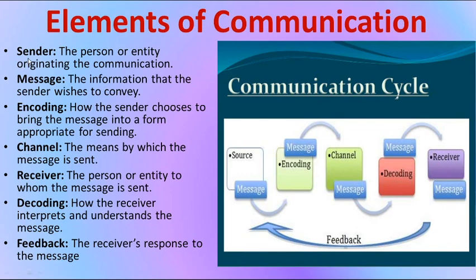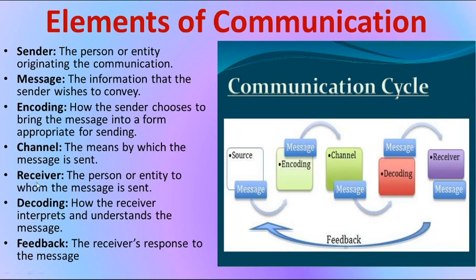First is sender. Sender is a person who intends to convey the message with the intention of passing information and ideas to others. Then next is message. Message is the information that is to be conveyed. Next is encoding. Encoding means the usage of symbols, actions or pictures to create the information to be transferred. Next element here is channel. Channel is the medium through which the message can be transferred.